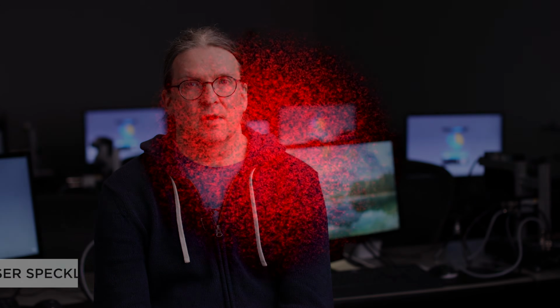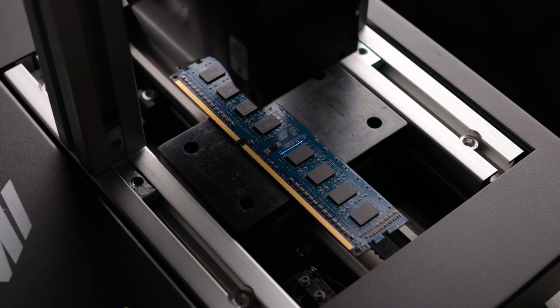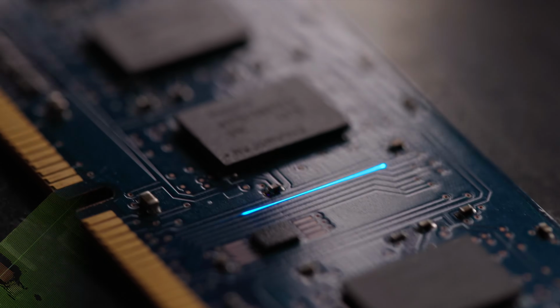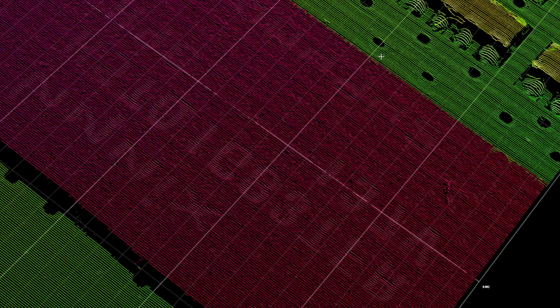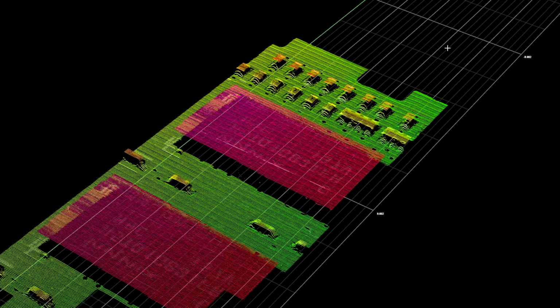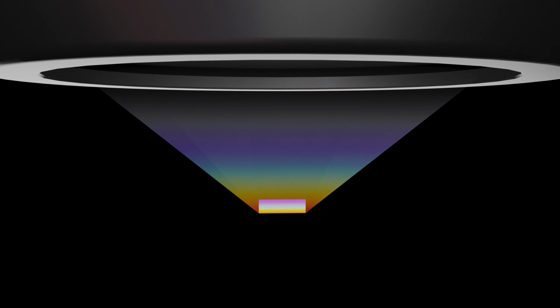One of the things with laser sensors is that there's always some amount of speckle noise in the data, and that's because of the light source. The lasers are coherent light sources, meaning the photons that are emitted from the laser diode have the same wavelength and the same phase, and because of that you get interference. With chromatic confocal sensors, you don't have that because the light source is not coherent.